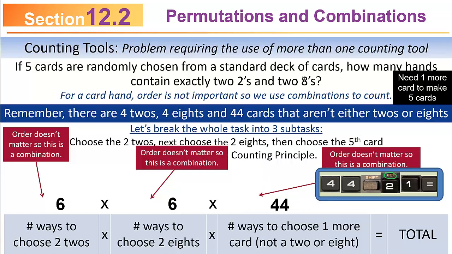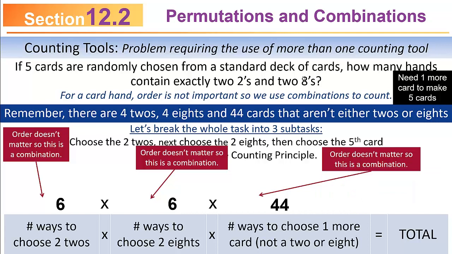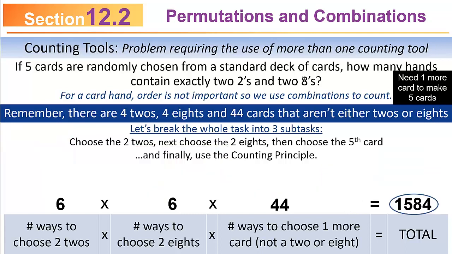And then by the counting principle, you multiply those numbers together, 6 times 6 times 44, and you end up with 1,584. So if you choose 5 cards randomly from a standard deck of cards, there are 1,584 different hands that contain exactly 2 2s and 2 8s.